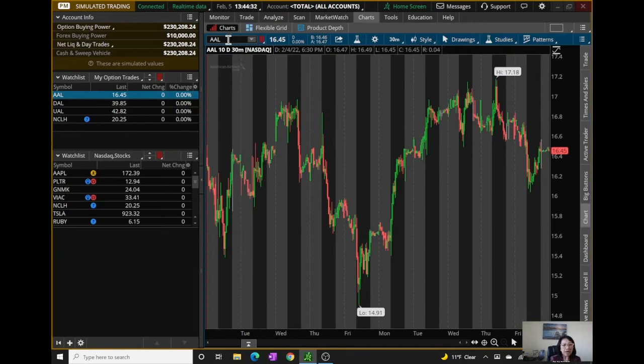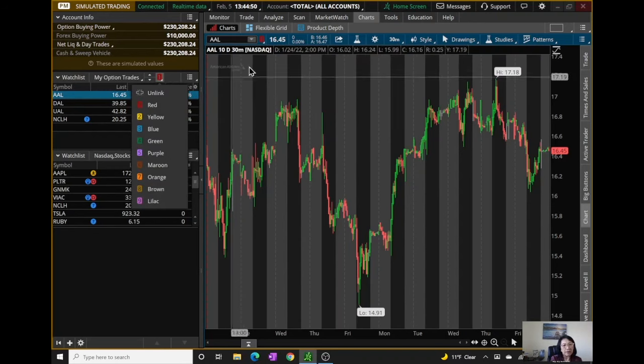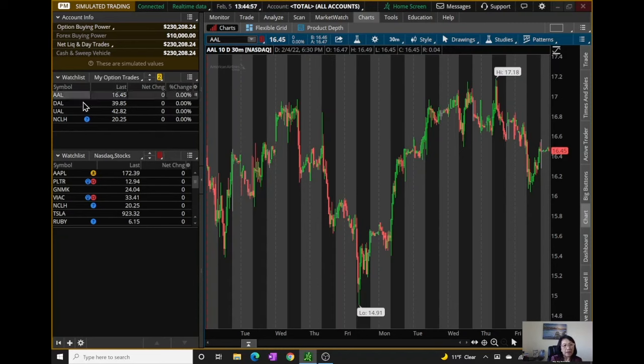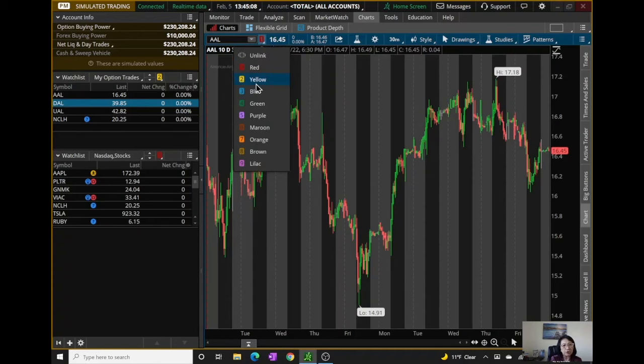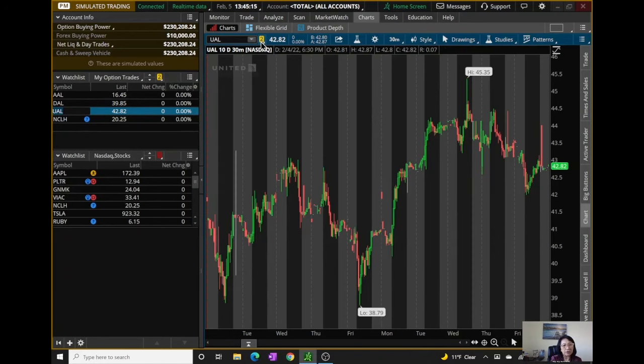Instead of typing in the symbols that you want, you could simply set up your color coordinations. When you set up your watch list, this is my option trades, right? So I would put this one and make sure this is 1, 2. But if I set this up at 2 and it's already AAL, and I want to go over to DAL, it will not go over. But if I have this color coordination set to 2, watch what happens. See? If I click, because this is 2 and this is 2, color coordinations to put your symbols saves time. Look at how much faster it is.